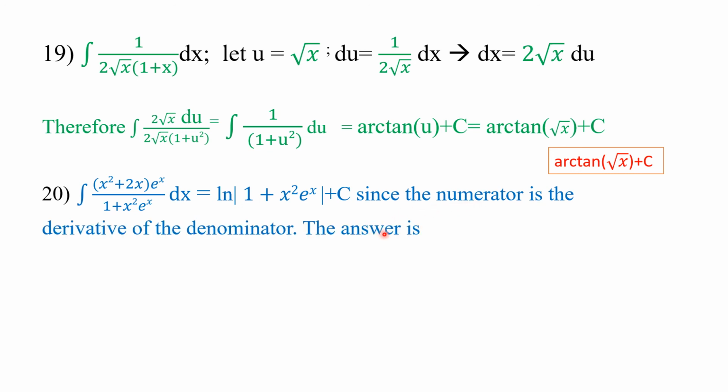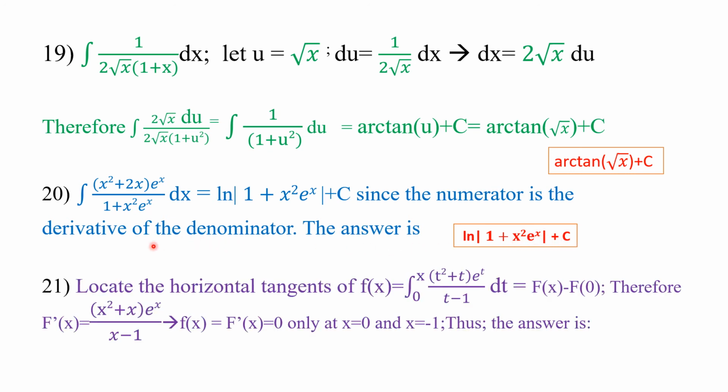So the answer is ln of the absolute value of 1 plus x squared e to the power x plus the constant of integration. Let's move on to the next question, which is number 21. We're supposed to locate the horizontal tangents of the function f of x equals the integration between 0 and x of t squared plus t, all multiplied by e to the power 2t, divided by t minus 1, dt.